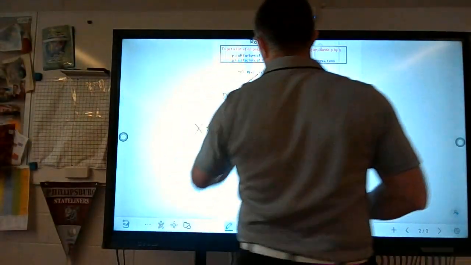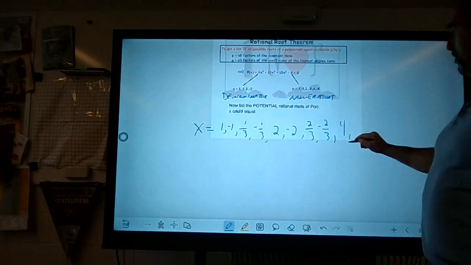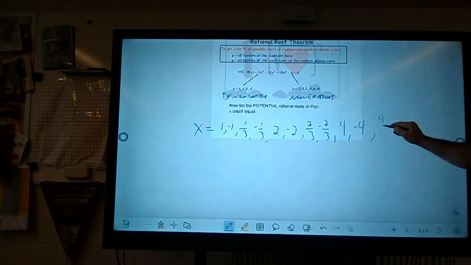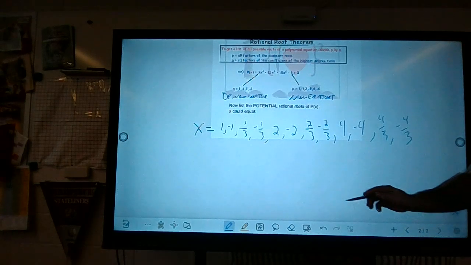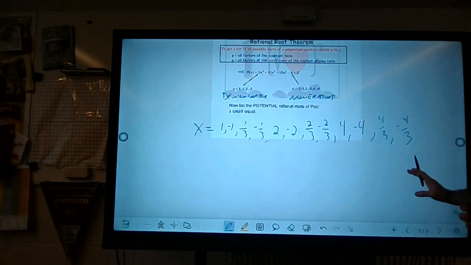Let's put those over top each of these. 4 over 1 is 4. 4 over -1 is -4. 4 over 3, and 4 over -3. So this list here are my potential rational roots.